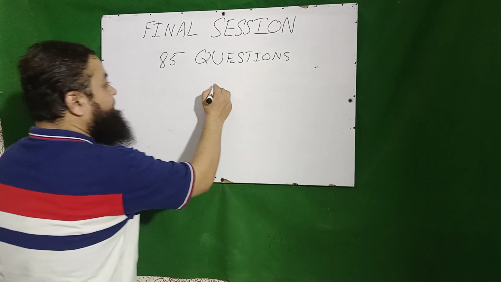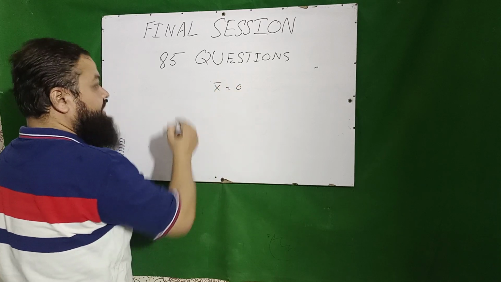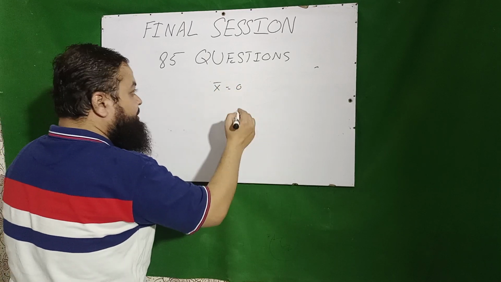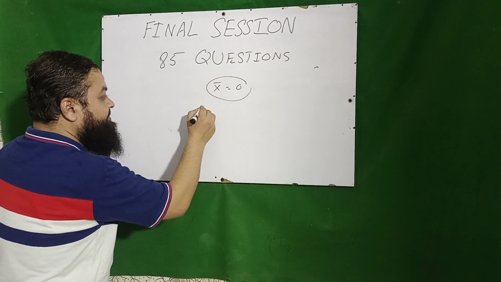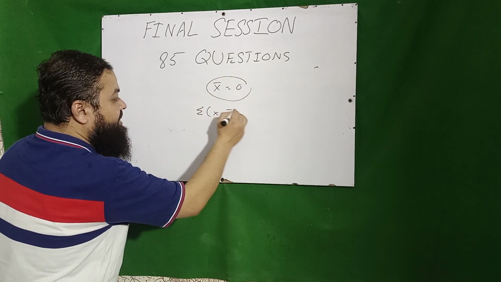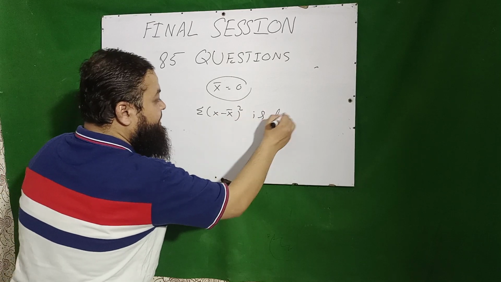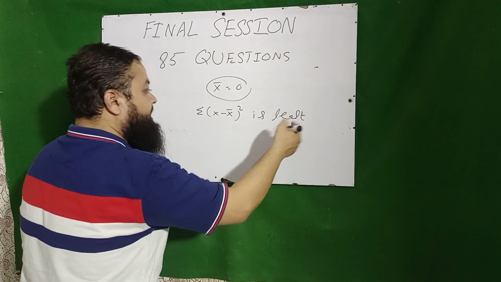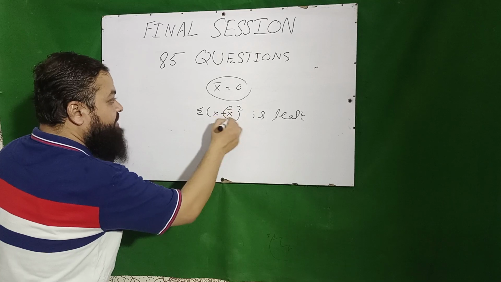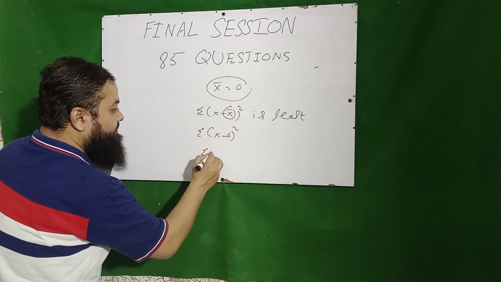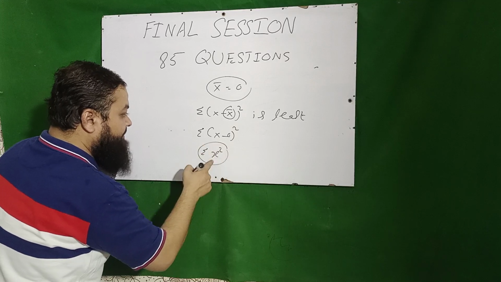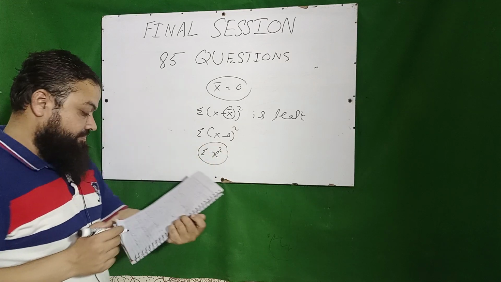Which is least if x bar is 0? There are 4 options. The question is, which is the least value if x bar is 0? We know the property of least: summation x minus x bar whole square is least, or minimum. You can write least or minimum. So put x bar equal to 0 over here. Summation x minus 0 whole square, and that will be summation x square. This will be the correct answer in the exam.